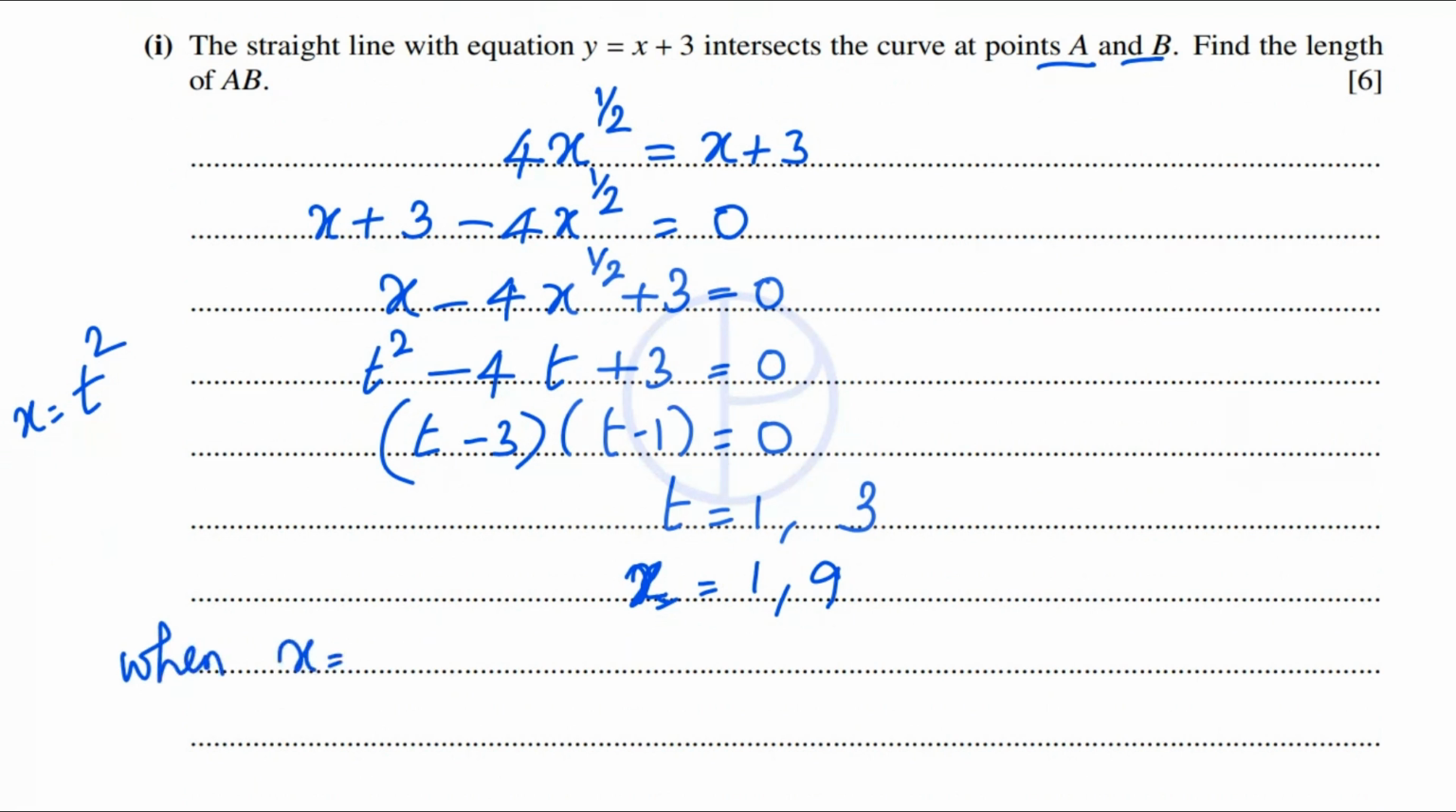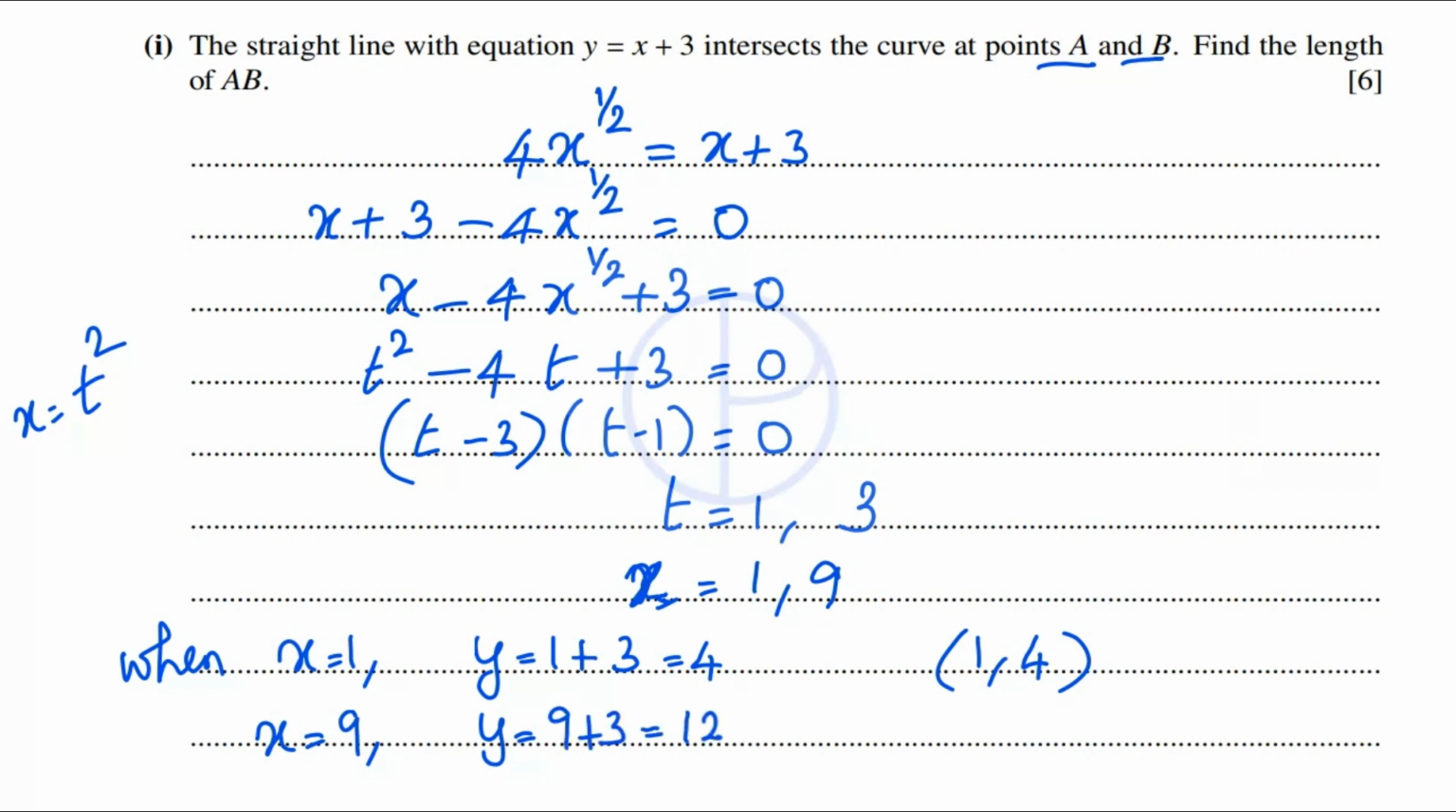When x equals 1, y is equal to 1 plus 3, which is 4. So (1, 4) is one coordinate, and when x equals 9, y is equal to 9 plus 3, which is 12. So (9, 12).